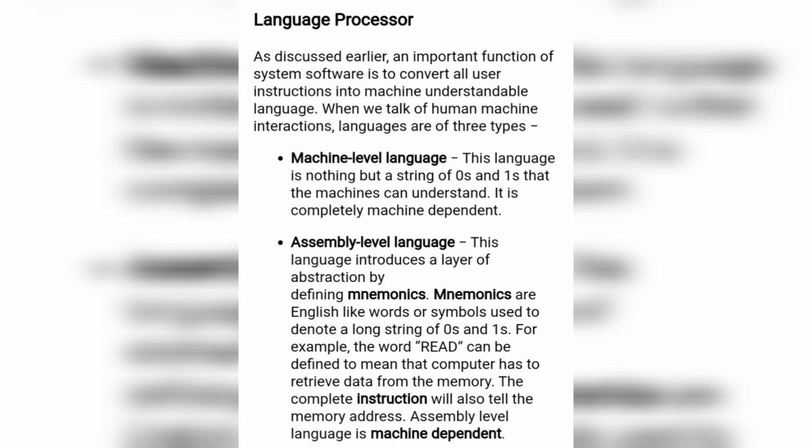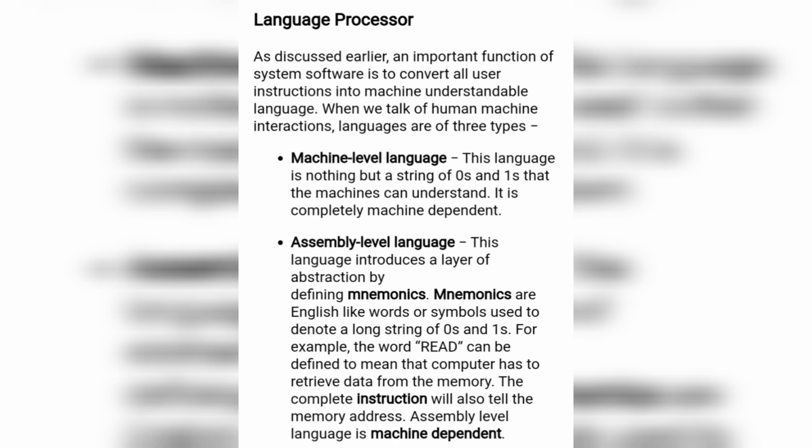Language processor. As discussed earlier, an important function of system software is to convert all user instructions into machine-understandable language. When we talk of human-machine interactions, languages are of three types: machine-level language. This language is nothing but a string of zeros and ones that the machines can understand. It is completely machine-dependent.